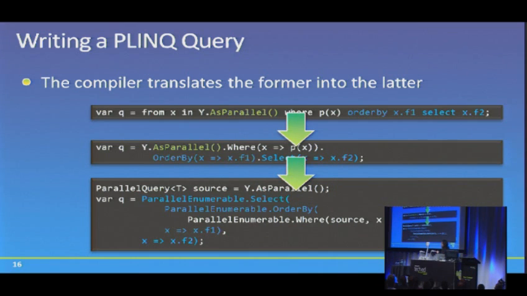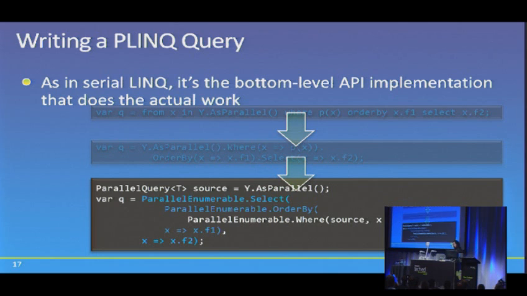These are all the same. The compiler just translates the first one into the second and then translates the second one into the third. I've got a session tomorrow morning which will talk about the LINQ compilation process in more detail, but this is just standard LINQ. So all of those are equivalent, and just as in normal LINQ, it's that bottom level API implementation, that static class, ParallelEnumerable, that's actually doing the work.